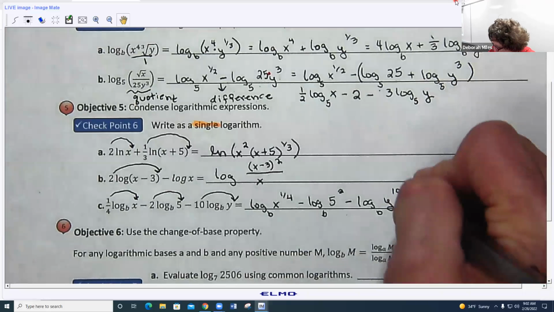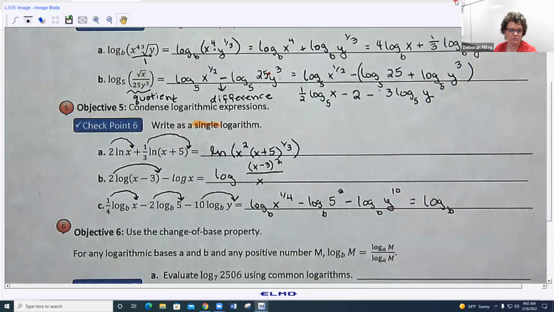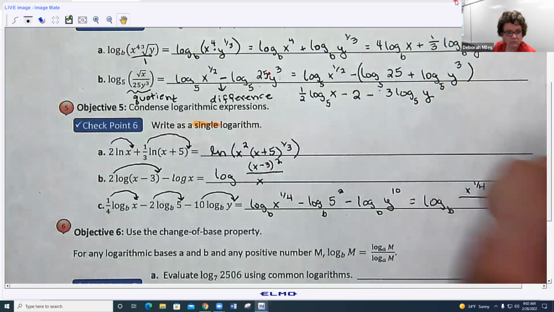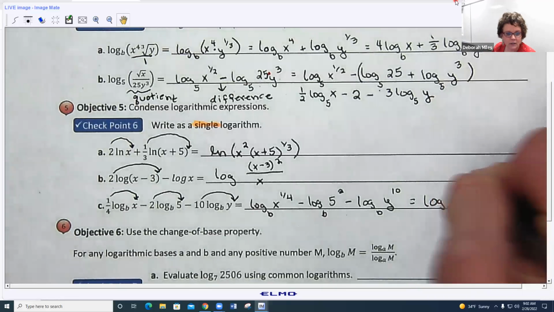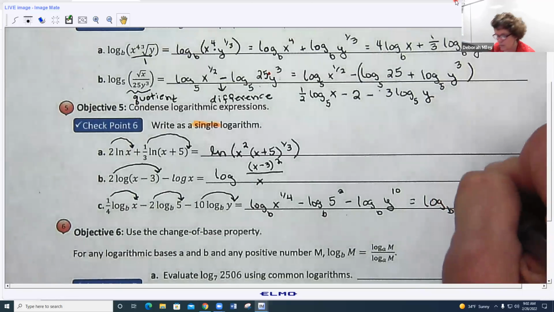And it's easy for me to see when I put that back together as a single log. Tell me what's going to go in the numerator. The x to the 1/4 is going to be in the numerator. Is that all? Yeah. What's going to go in the denominator? The 5 squared, I'm going to go ahead and call it 25 just because that's simpler. What else? Y to the 10th.